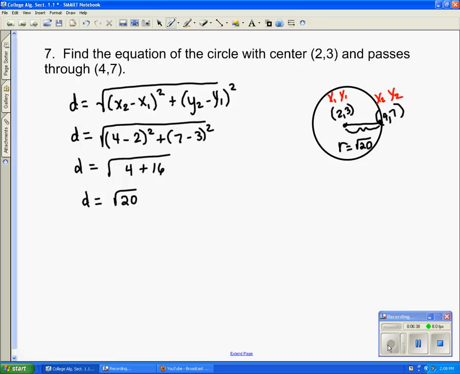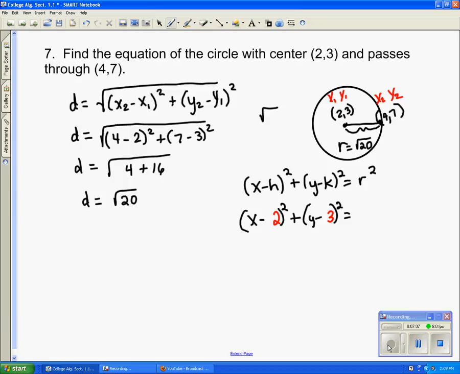Now we need to plug it into our equation, which is (x - h) squared. Our standard form equation is this. So we're going to plug in our center, which we know is (2, 3), and our radius is the square root of 20. So I get (x - 2) squared plus (y - 3) squared equals the square root of 20, squared. When I square the square root of 20, I just get 20, and that's going to be the equation of our circle.